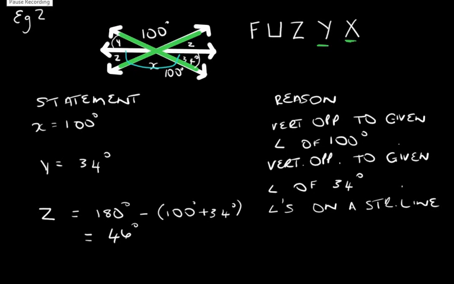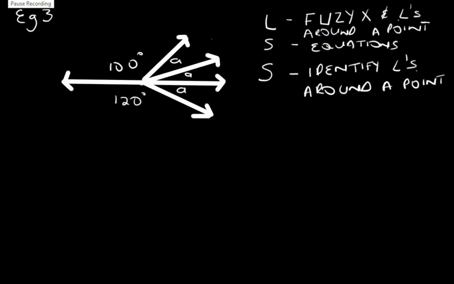Let's look at another example. In this example, there are two possible methods for solving for A. We can use our basics of fuzzy x, or we can solve for A by solving angles around a point. Now you know that angles around a point add up to 360 degrees. So which point are we referring to? We're referring to this point here. Angles around this point add up to 360 degrees. So altogether these angles will add up to 360 degrees.